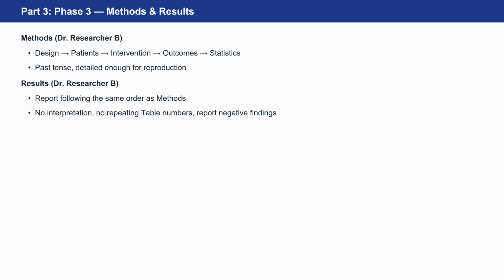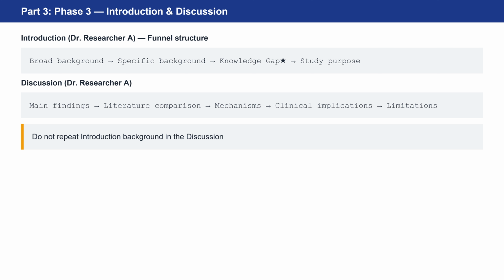Results follows the same order as methods: no interpretation, no repeating table numbers, and negative findings must be reported transparently. Introduction is led by Dr. Researcher A, the clinical expert, using a funnel structure, from broad context to specific background to the knowledge gap to study purpose. The knowledge gap is what reviewers focus on most. Discussion starts with the main finding, compares with literature, explains mechanisms, states clinical implications, and lists specific limitations. The key rule: don't repeat introduction background here.